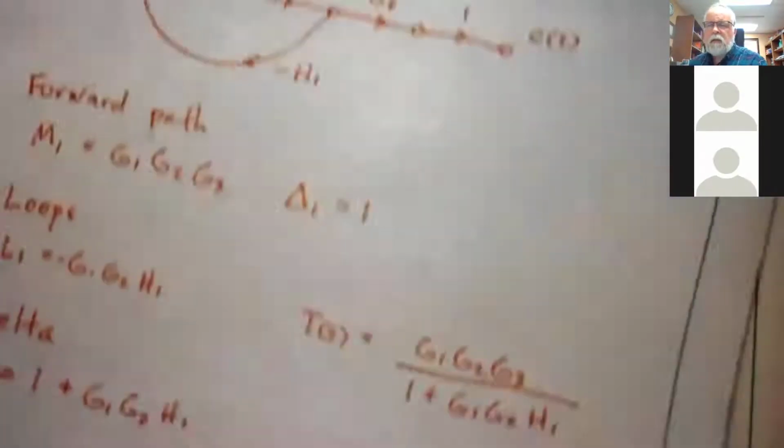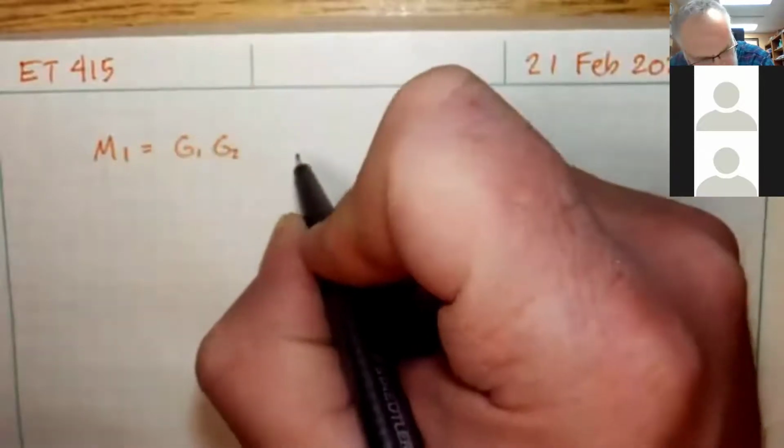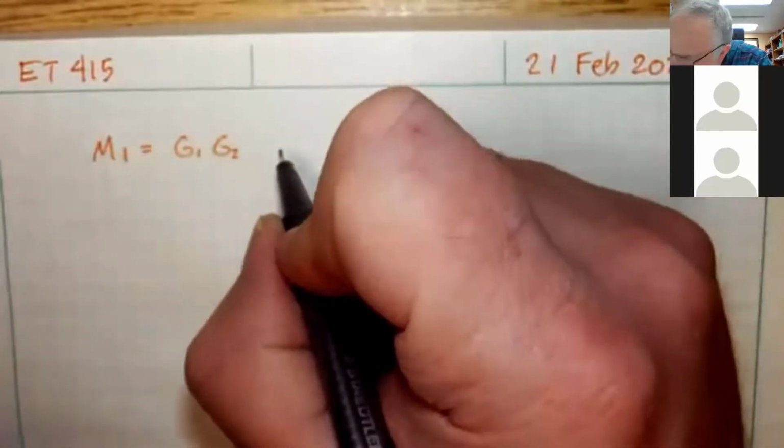So again, for this system, I only have 1 forward path. I'll do another one that has 2 forward paths, but for this one, I'll just do the 1 forward path. I've got M1 is equal to G1, G2, G3, G4.